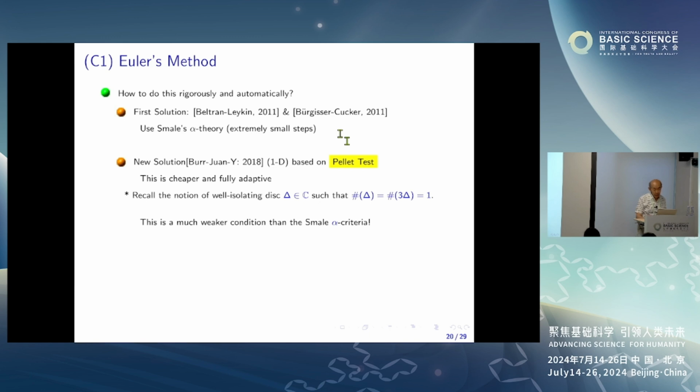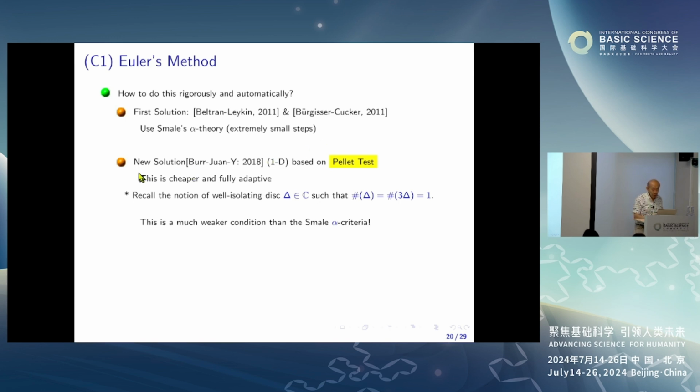And a few years ago, maybe about 10 years ago, two groups of authors came up with a way to finally guarantee that they're tracking the correct path. And it's based on Smale's alpha theory. If you know about Smale's alpha theory, you know that you will have to track very close to the path. And in my view, it is probably practically worthless in real life.